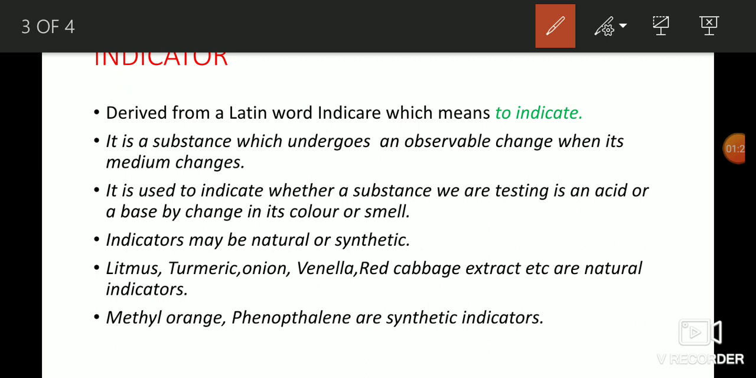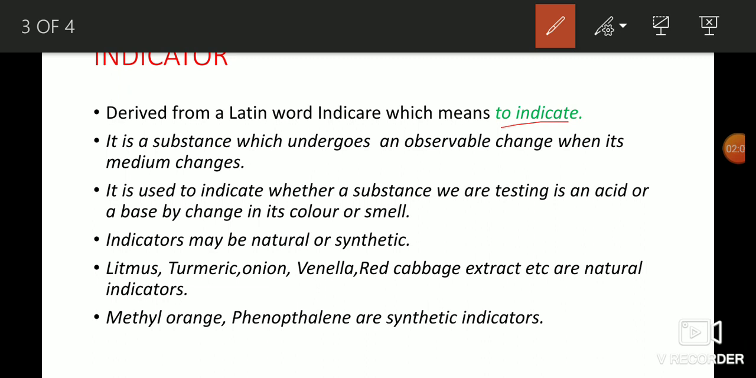Students, indicator is derived from a Latin word indicare, which means to indicate. You can take its dictionary meaning, indicate. What does indicate mean? Point out, to show anything. Same is the case with this indicator in our chemistry.